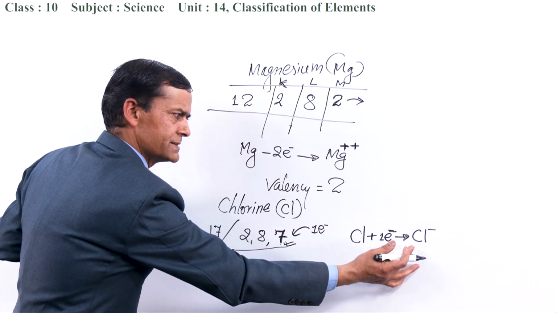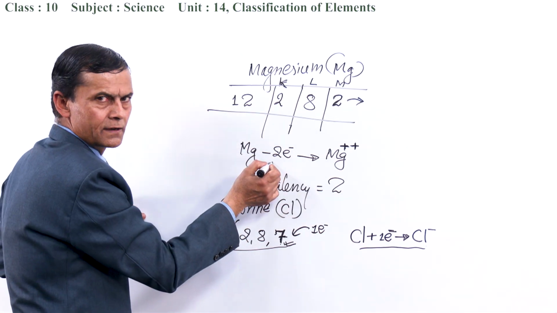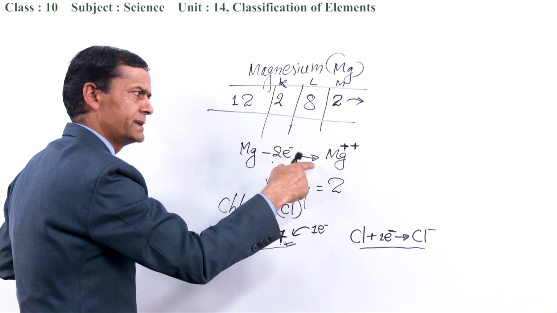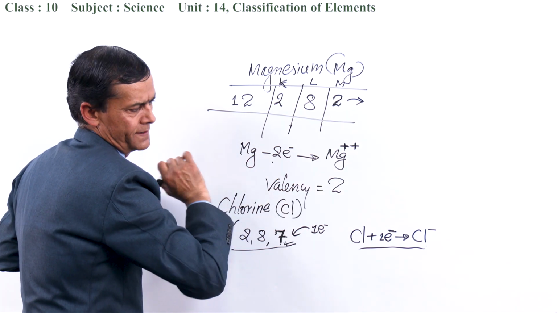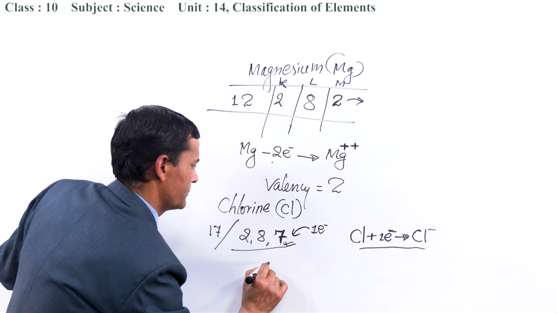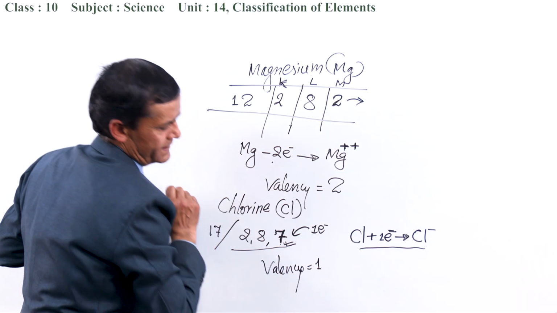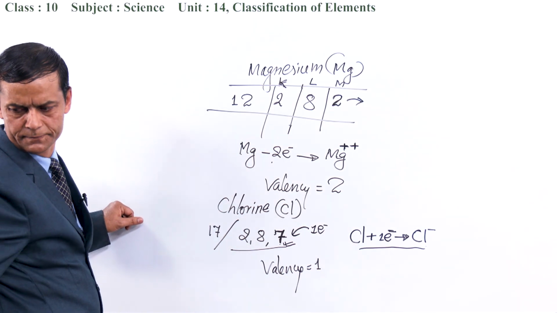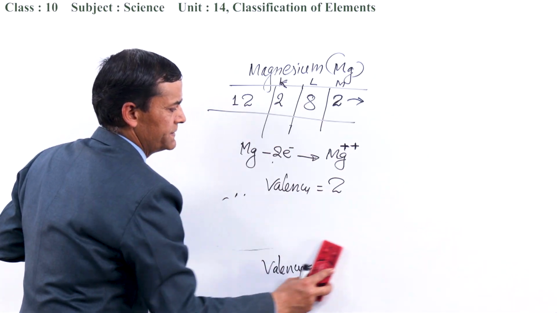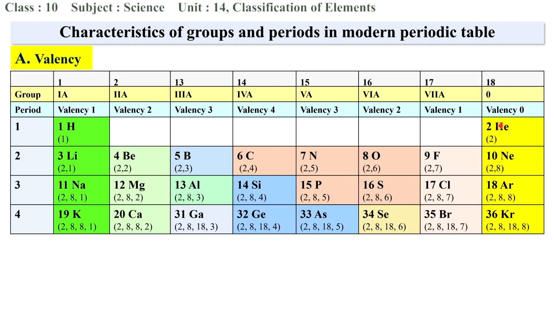Is chlorine a metal or non-metal? Sure, it is non-metal. Is magnesium a metal or non-metal? It is a metal. Metallic ion, positive ion. Non-metallic ion, negative ion. So the valency of chlorine is 1, isn't it? Because it gains 1 electron. Because of this tendency of gaining, losing or sharing electrons, the valency of an element can be determined.